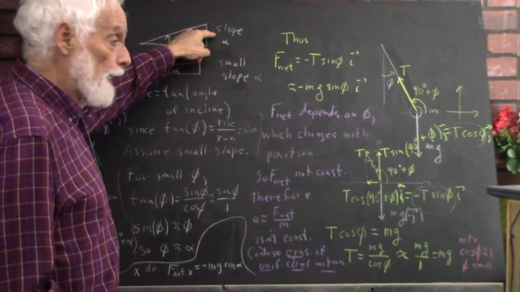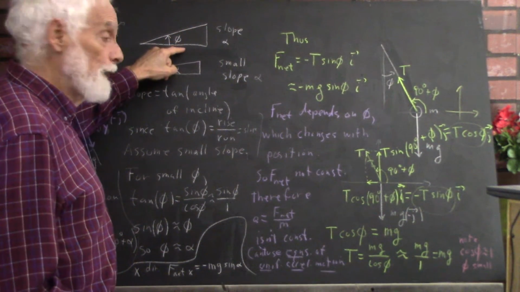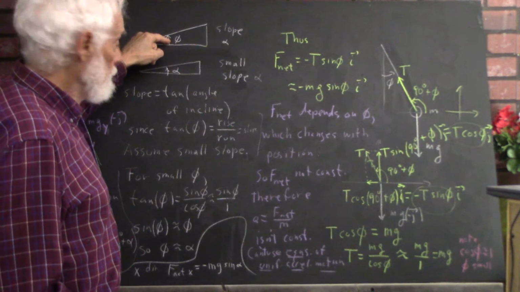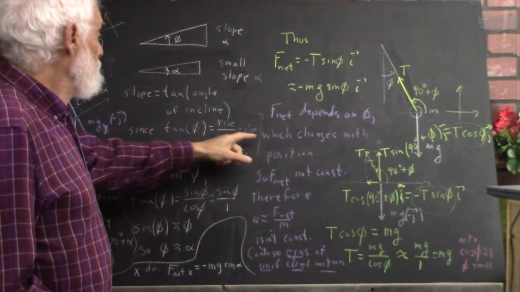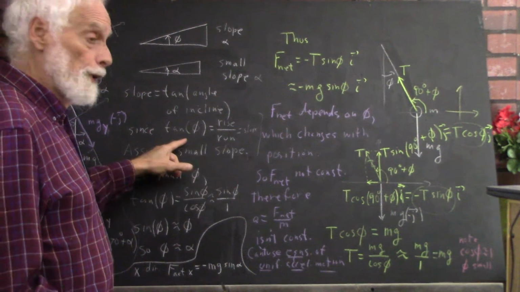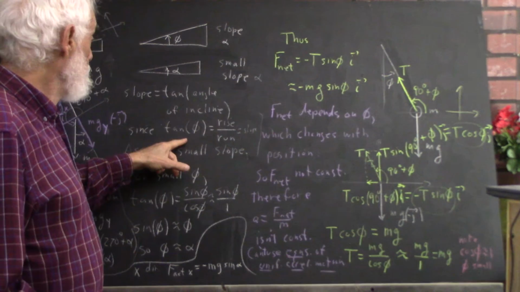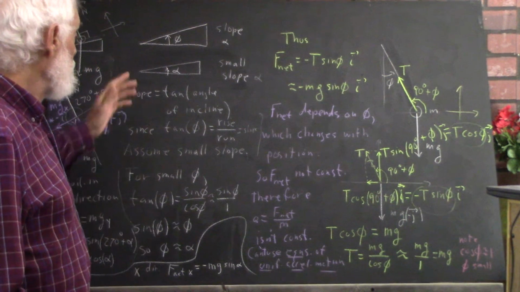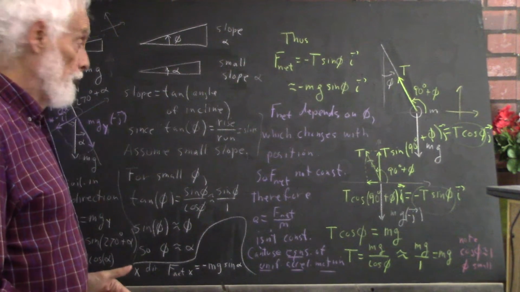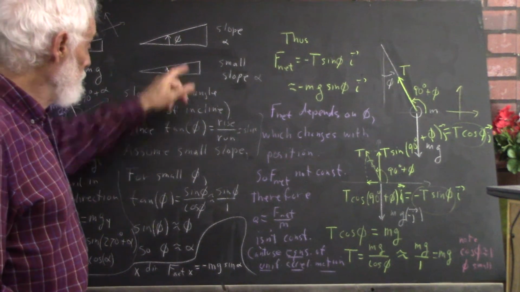Well, your rise is the opposite side, the run is the adjacent side in relation to the angle phi. So the rise over the run, which is a slope, is equal to the tangent of phi. So tau is the tangent of the angle of incline. It always is the tangent of the angle of the incline. Now, why is that approximately equal to alpha?